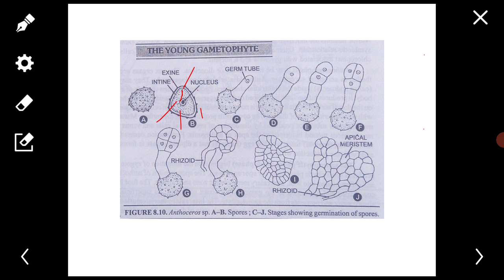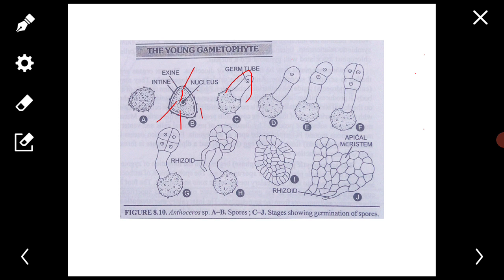The spore of Anthoceros may germinate immediately after the liberation or after a resting period. The spore absorbs water and swells. Its exospore ruptures along the triradiate ridge and the endospore comes out in the form of a germ tube, that is this. The protoplasmic contents migrate into the germ tube and the colorless plastid turns green.